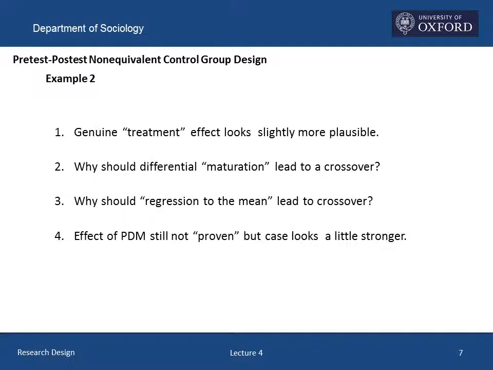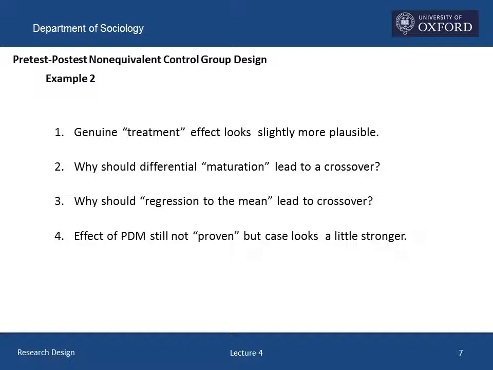It's important to say that we still can't be sure that the treatment has worked, but it is perhaps a little more plausible. Why is that? Consider the threat to internal validity from maturation. It is, of course, still there. We haven't added any pre-treatment observations. But why should differential maturation lead to such a dramatic crossover in the lines?